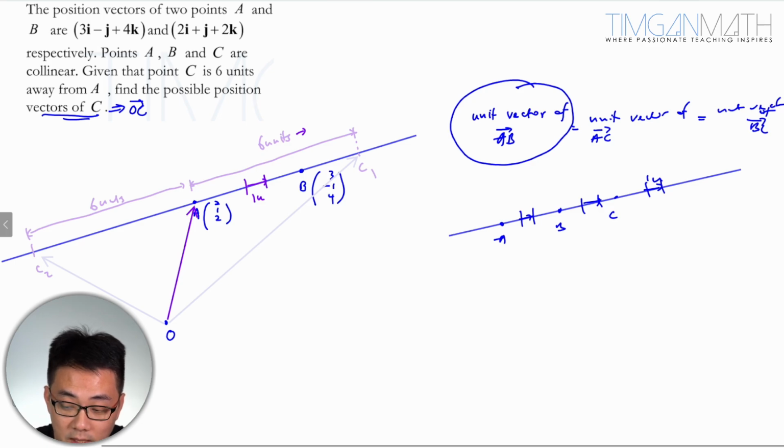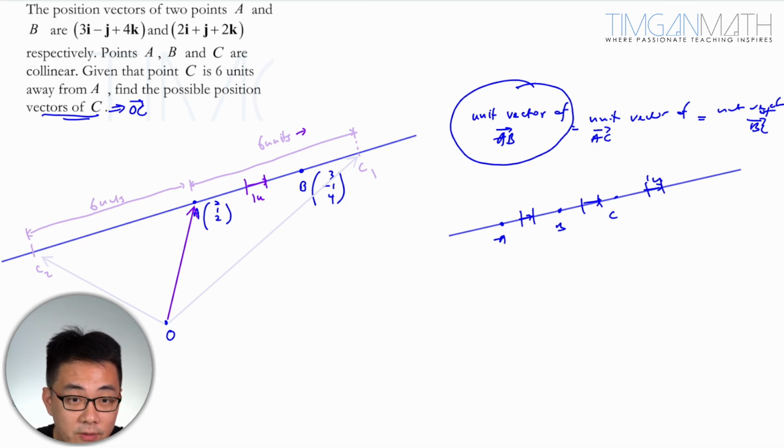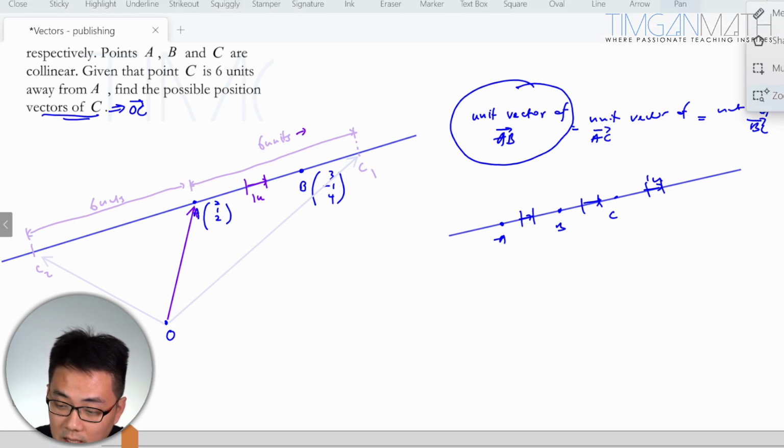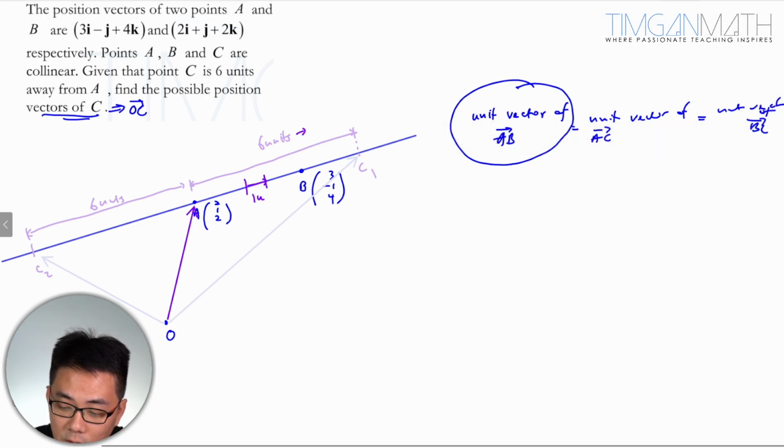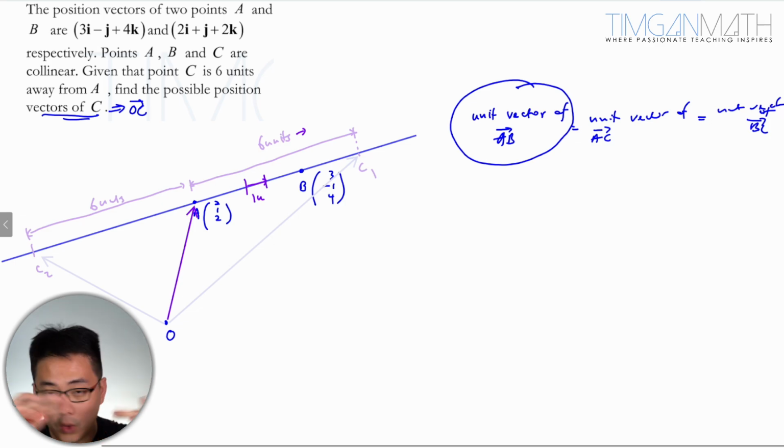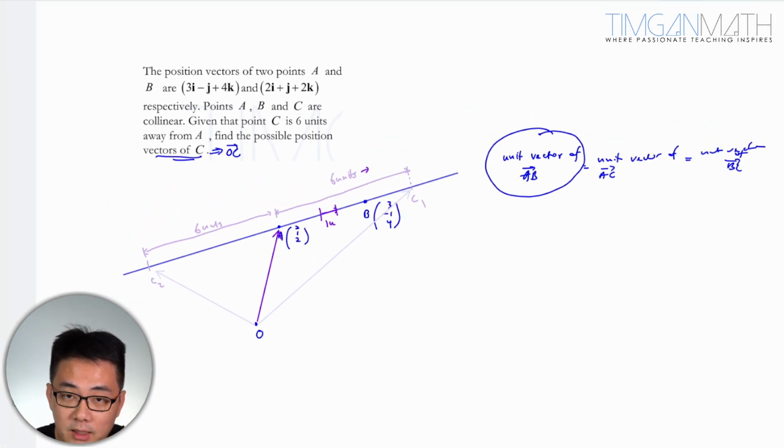Okay, we don't need to use AC, we don't use BC because we don't even have C to begin with. So just take note of that. Any way you cut it, 1 unit is always the same vector. Okay, that's the case there.